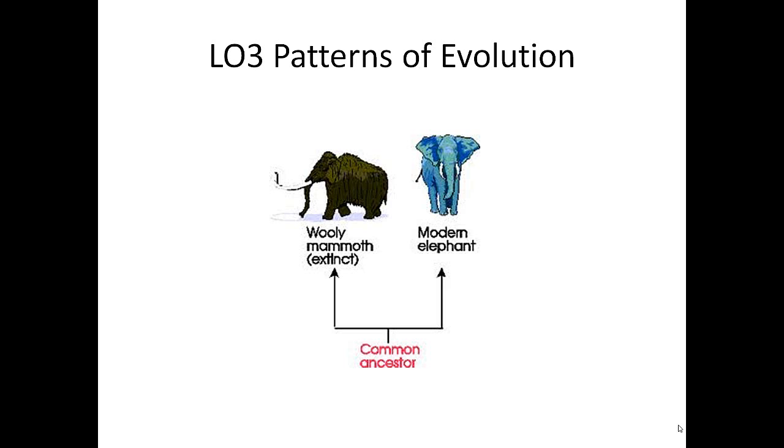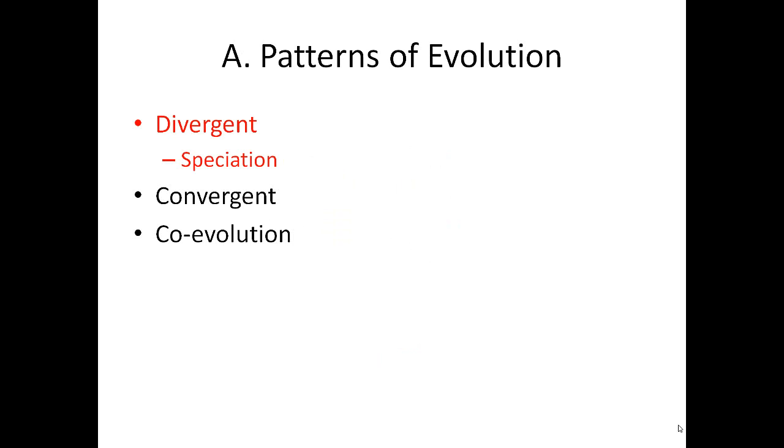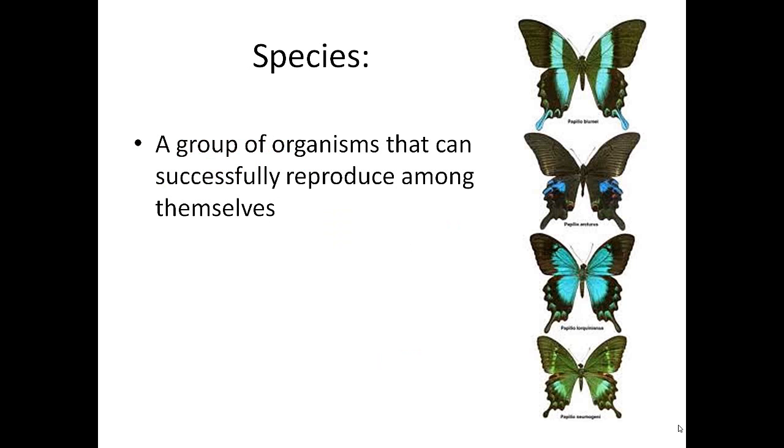In LO3, we're going to investigate 3 patterns of evolution. These are divergent evolution, convergent evolution, and coevolution. Before we begin, we need to make sure that you understand what a species is in terms of biology.